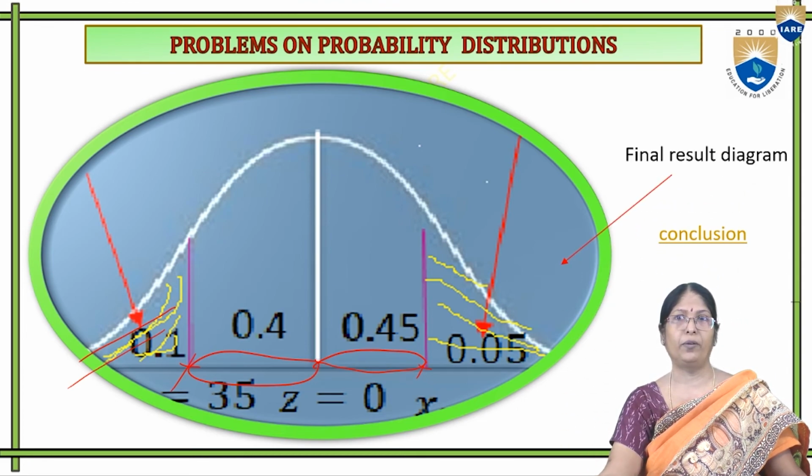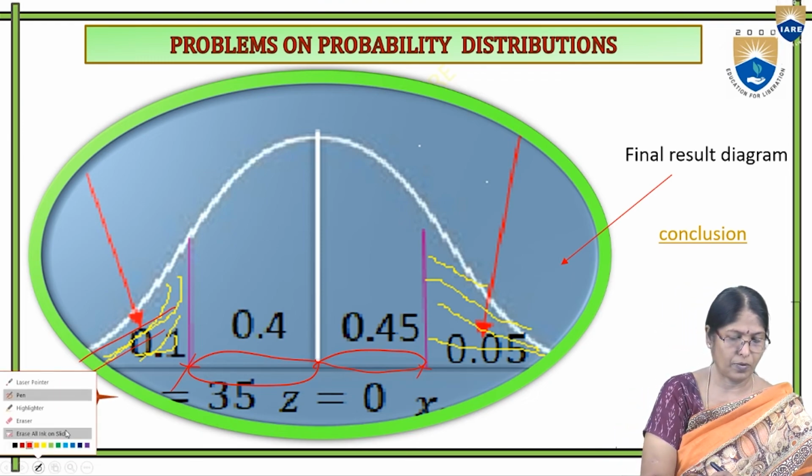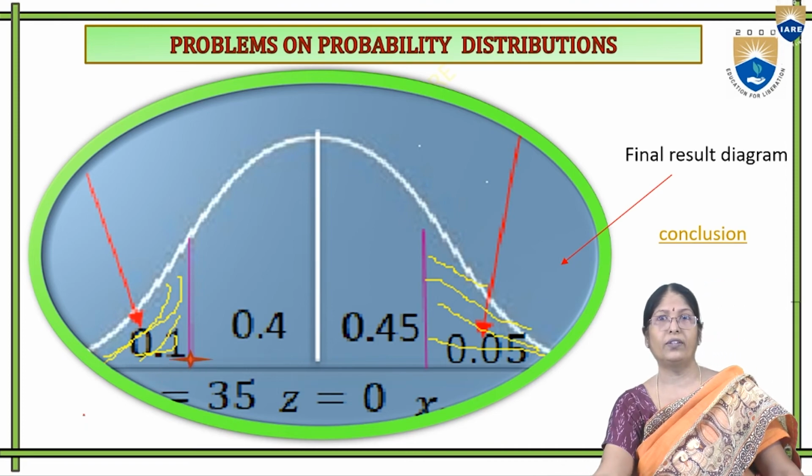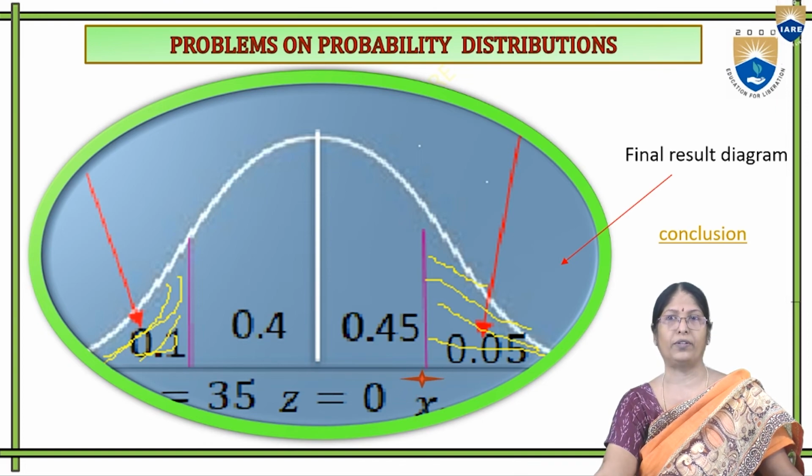This is a fair diagram. So we can see it. This is the point to be calculated. That's what the star indicates. And this is the point for Z2 to be calculated.